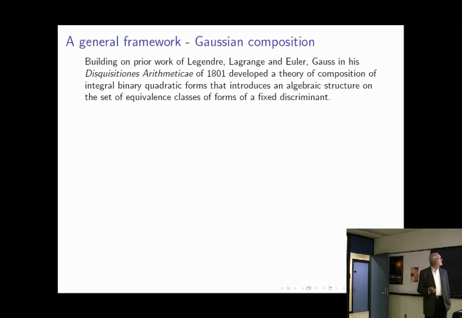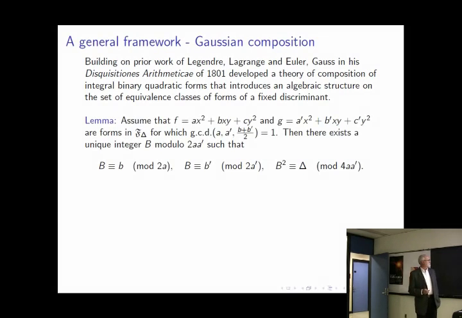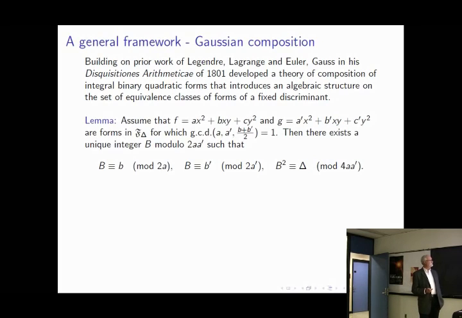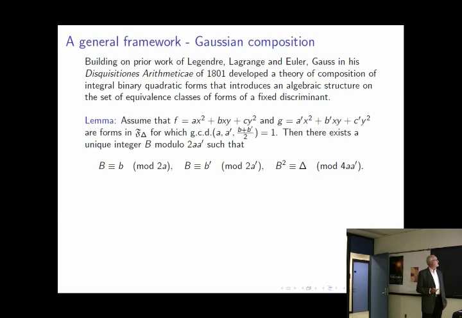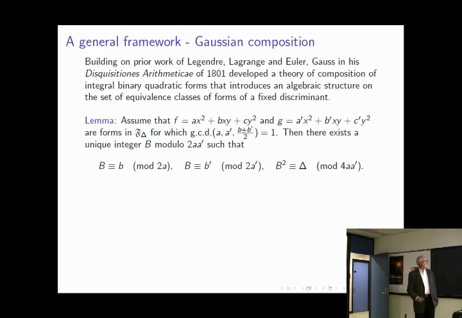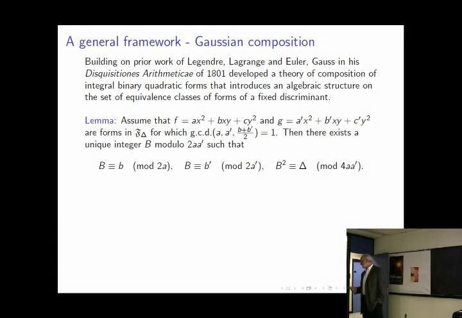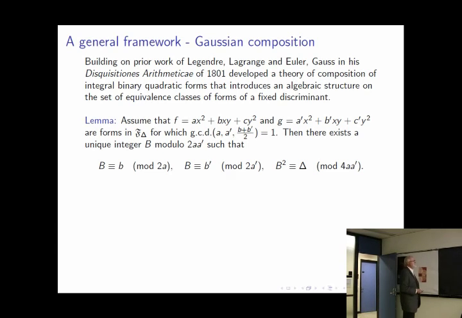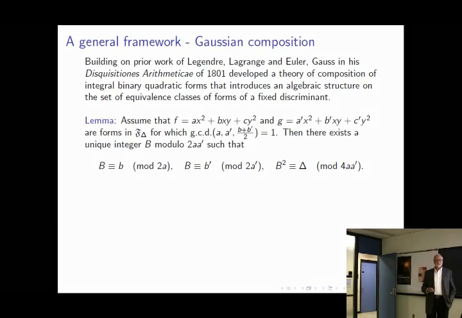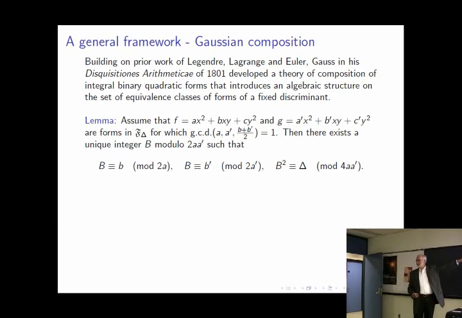So it builds on the following somewhat technical lemma. Suppose that you have two forms with coefficients as I've indicated them there, with the additional condition that the greatest common divisor of A and A prime, the leading coefficients, and B plus B prime over 2 is equal to 1. The fact that these have the same discriminant forces the parity of B and B prime to be the same, so that B plus B prime over 2 is actually an integer. Dirichlet referred to these as united forms if you had this additional GCD condition hold.